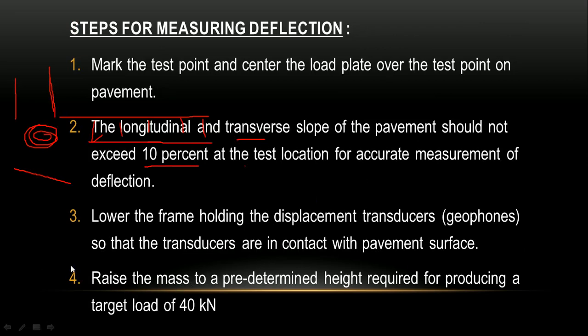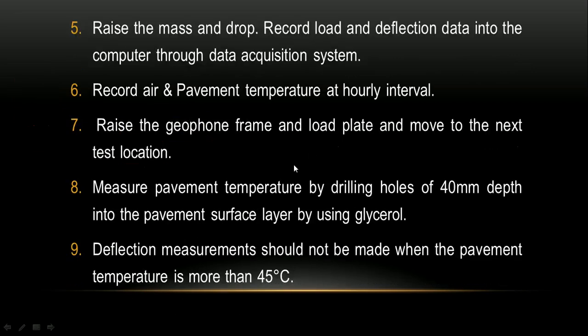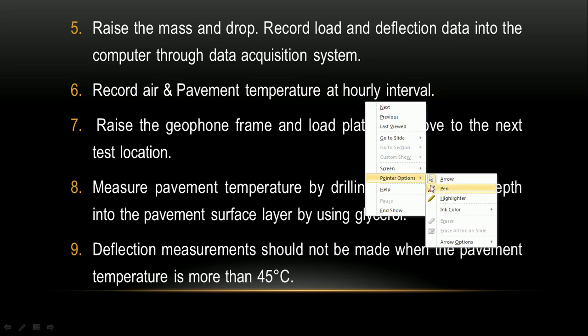Then what we have to do is raise the mass. Mass is nothing but how much load you have to apply. You have to raise that to a predetermined height, that is what we have observed, 100 to 300 millimeter as per the IRC specification. You have to raise the mass to that predetermined height and fix the target of 40 kilonewton.